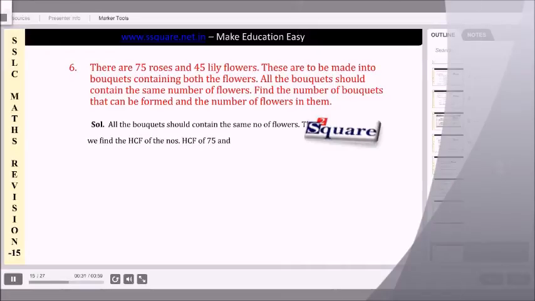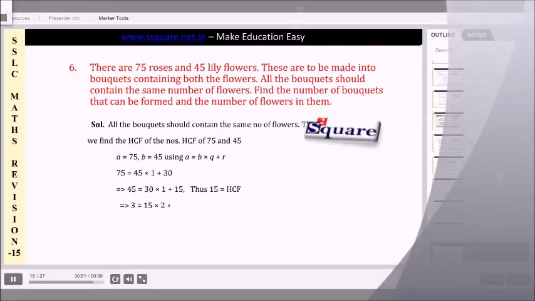A is equal to 75 and B is equal to 45. So A is equal to B into Q plus R. 75 is equal to 45 into 1 plus 30. Second step, 45 is equal to 30 into 1 plus 15. So next step, 30 is equal to 15 into 2 plus 0. So the last step divisor 15 is our HCF. So number of buckets is equal to 15 and number of flowers is equal to 120 by 15 is equal to 8.